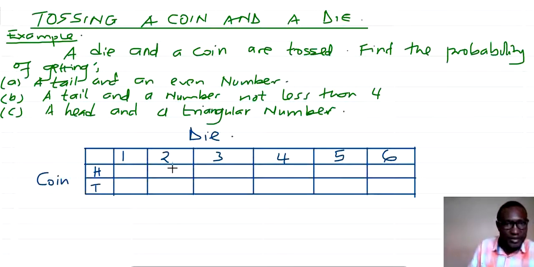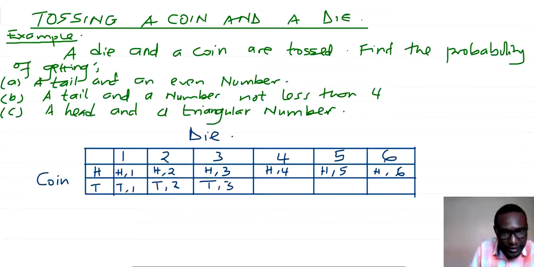Let us start tossing. When we toss, we can get the head and the 1. We can toss a coin and a die and end up with a head and a 2, a head and a 3, and so on. Then we can toss a coin and end up with a tail and a 1, tail and a 2, tail and a 3, and so on up to tail and a 6.